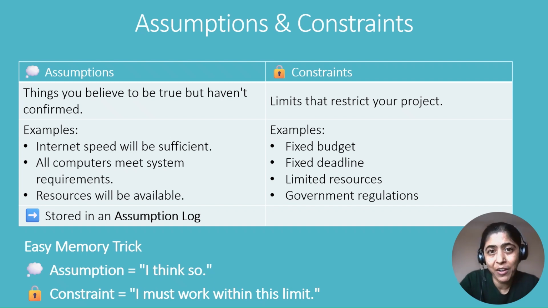And here's an interesting connection between the two. If you assume your resources will be available but later discover they are not, that incorrect assumption can quickly become a risk or even an issue. That is why successful project managers regularly review and validate their assumptions throughout the project lifecycle.